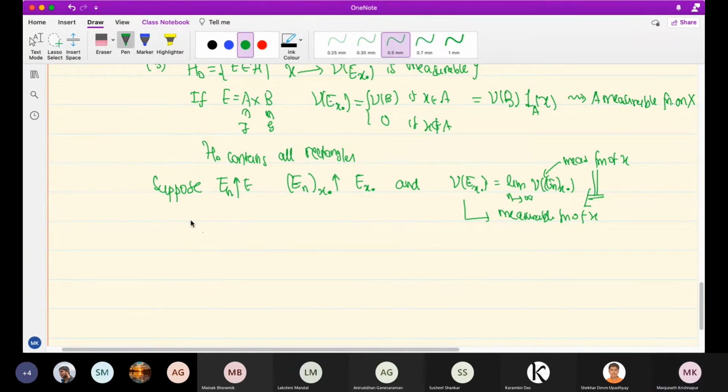Yes. So let me say, this shows H0 is a monotone class. It is closed under increasing unions. Sorry, what I wanted to say was if Ens belong to H0 for all n, then E belongs to H0. That's what I am arguing. If Ens belong to H0 for all n, then E belongs to H0. So H0 is a monotone class.